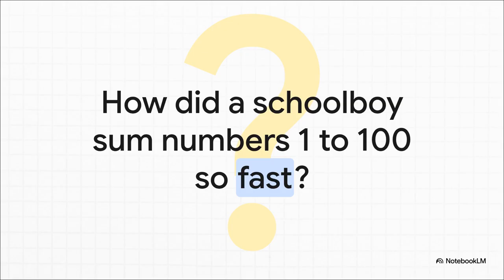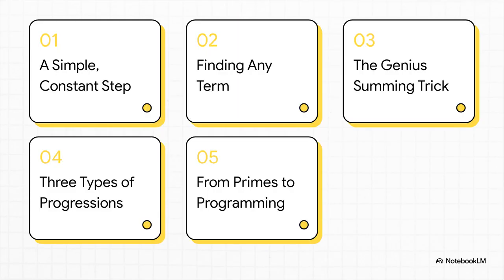And the incredible trick he used? Well, that's the heart of everything we're talking about today. All right, so here's where we're headed. First, we're going to nail down the basic idea, that simple, constant step. Then, we'll grab a super useful tool for finding any term in one of these sequences. After that, we'll unpack the genius summing trick that Gauss used. We'll also see how these patterns stack up against a couple of others.